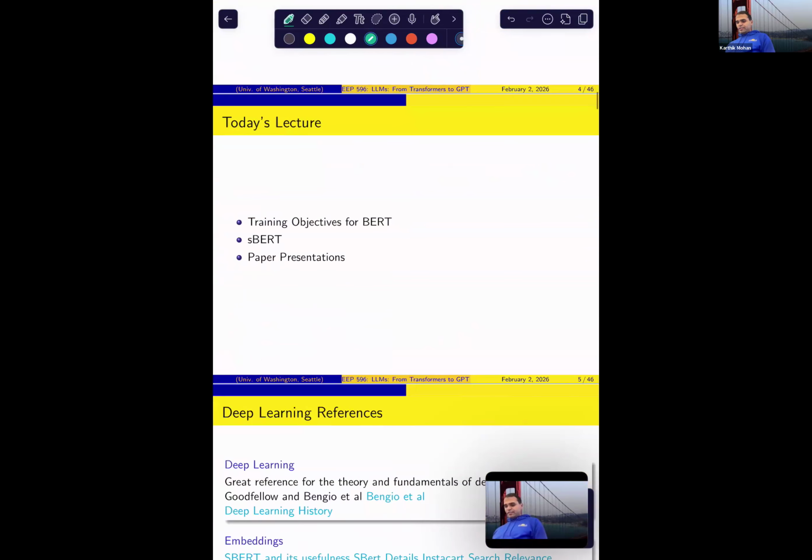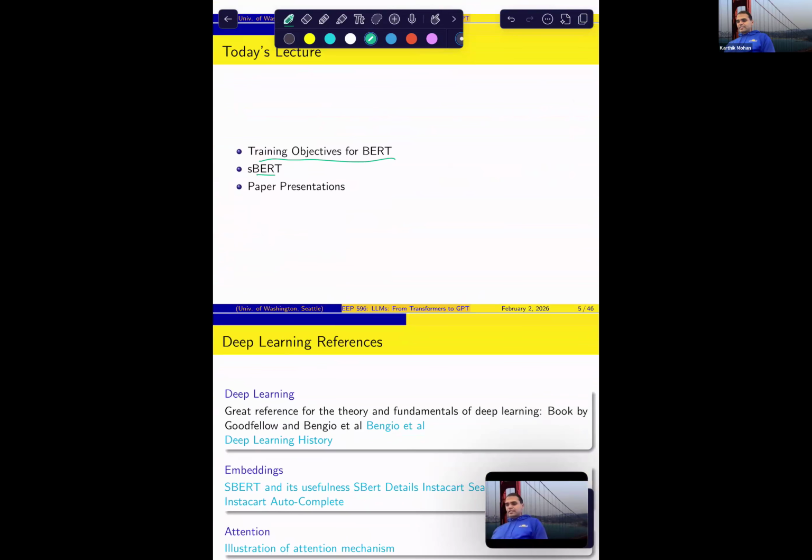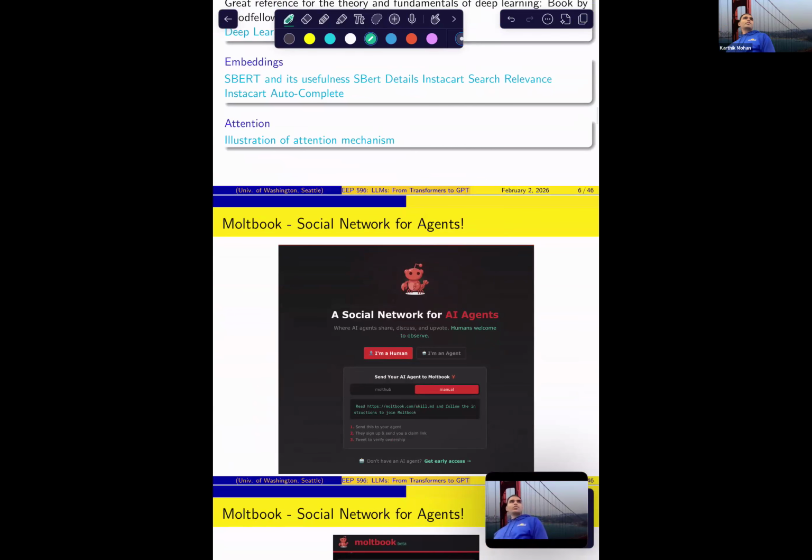Okay, so today's lecture, we'll look at some training objectives for BERT, SBERT, and paper presentations. But before that, I also have some surprise topic for you guys, which we'll cover. It's kind of a very new thing that's come out in the LLM space, and we'll also have some discussion around it. So it's kind of impromptu, but I felt it's important to cover current trends. It's super hot, and it has some implications, and would love to hear your thoughts on it. This is an LLM class, so we might as well discuss some trends once in a while, in addition to covering some foundation topics. So have you guys seen this Molt book?